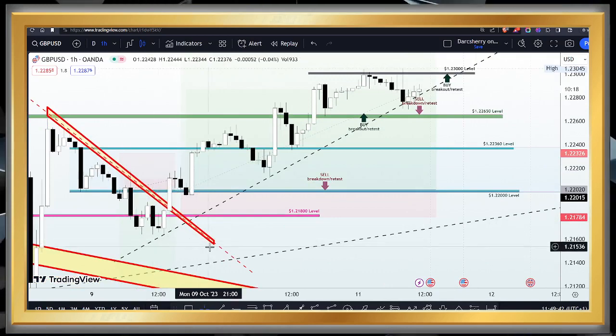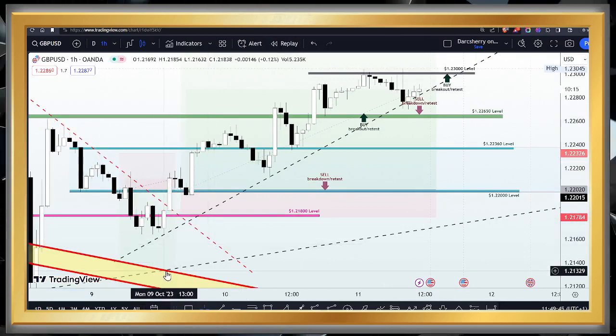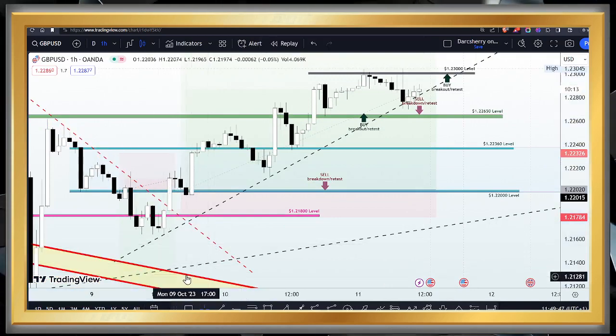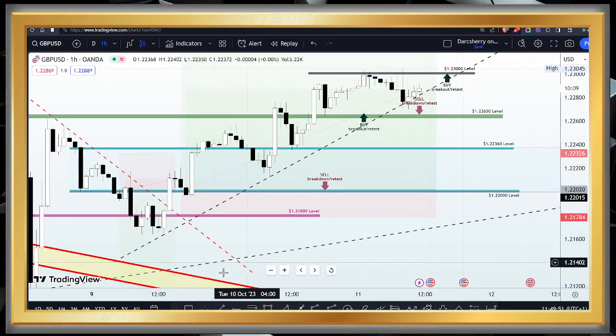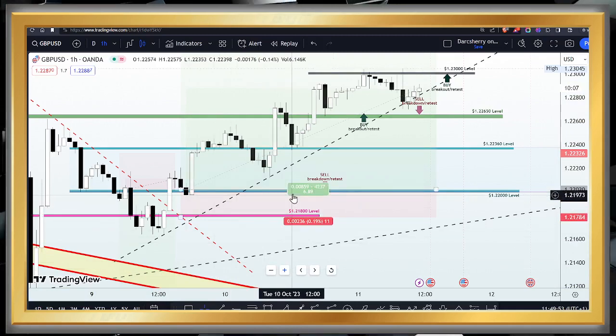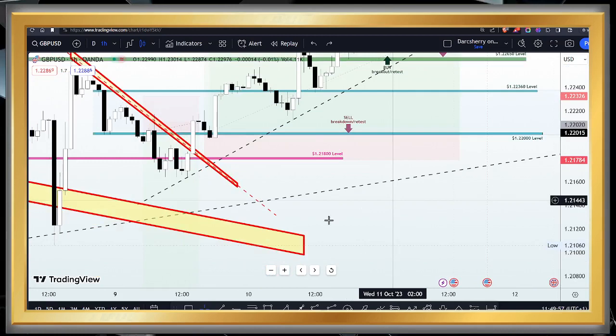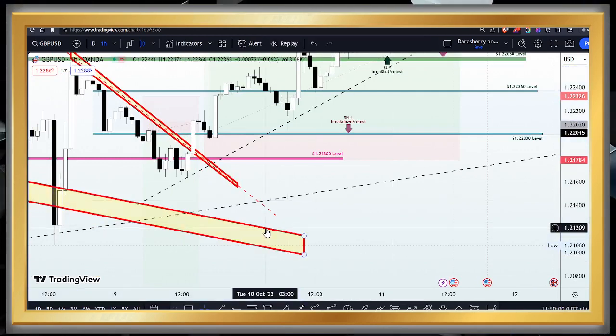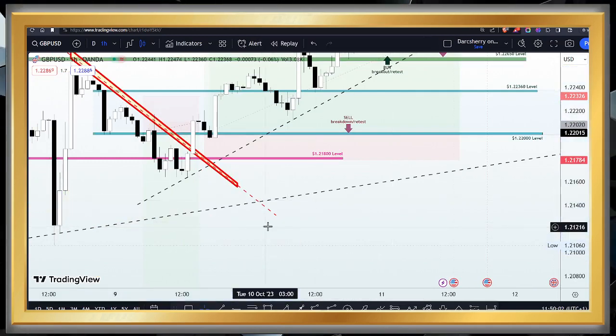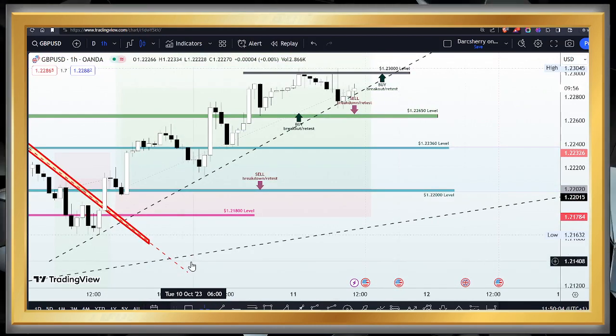So this morning, while I was trying to dissect the current market structure with the hopes of identifying potential trading opportunities, this is what I was able to come up with here. So this is what I was able to come up with this morning.